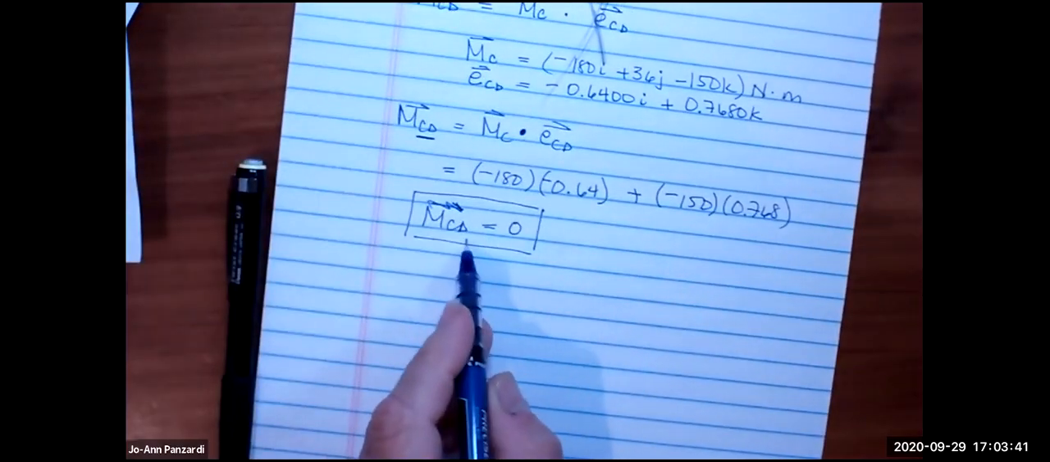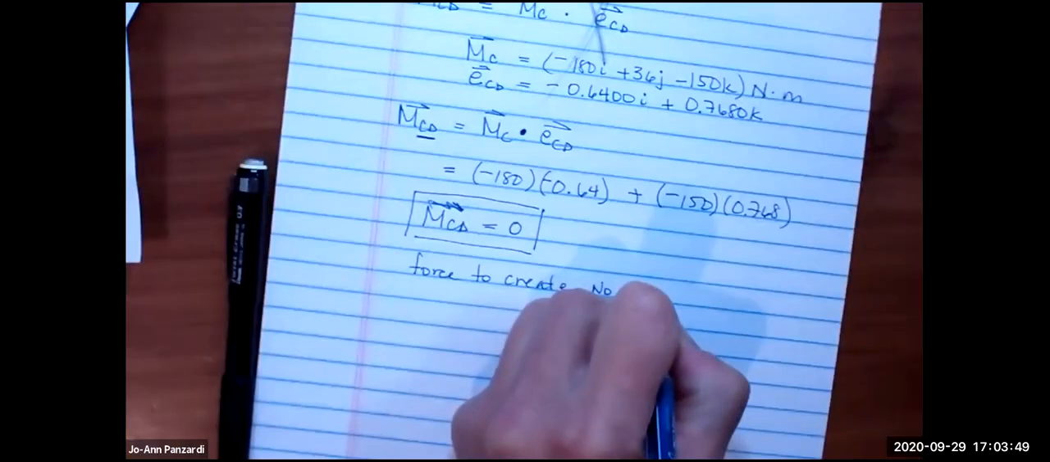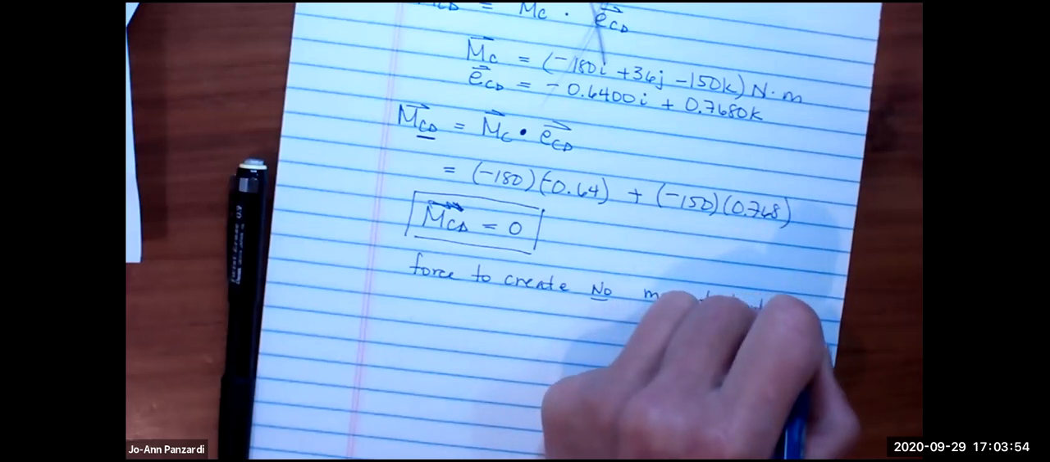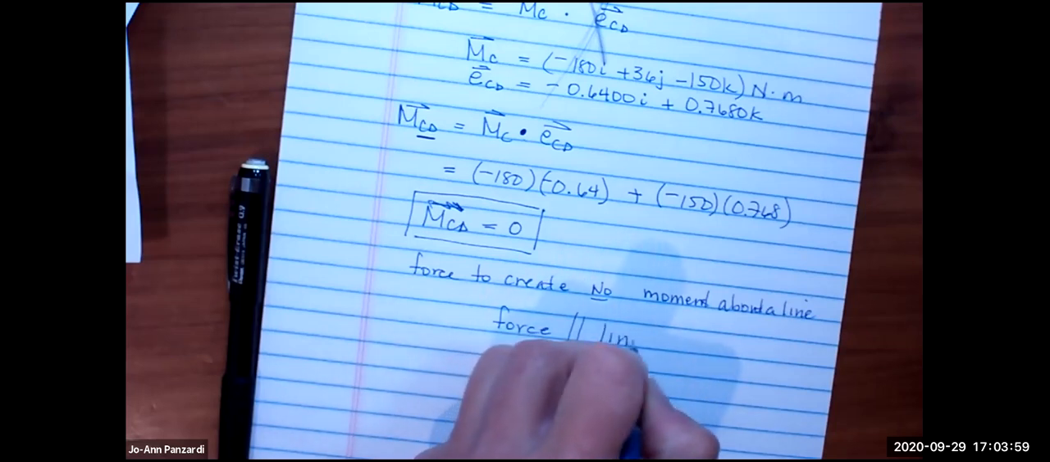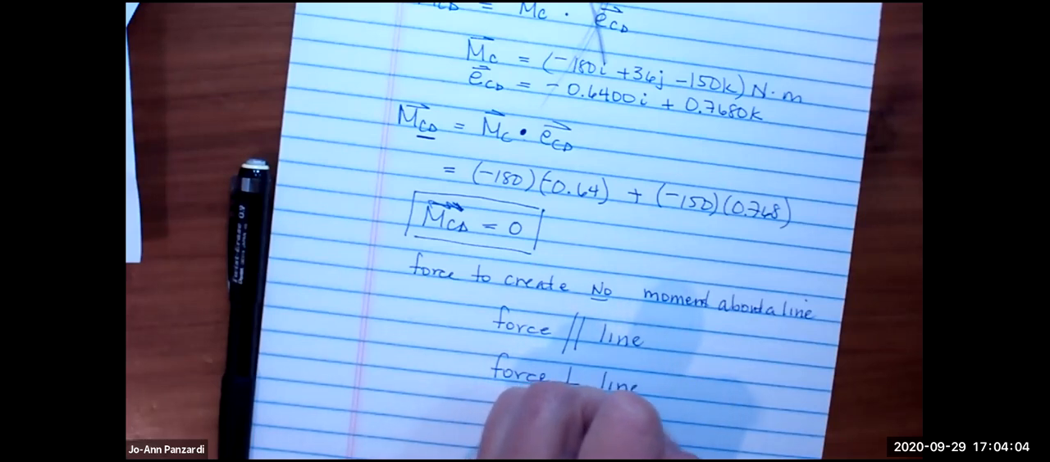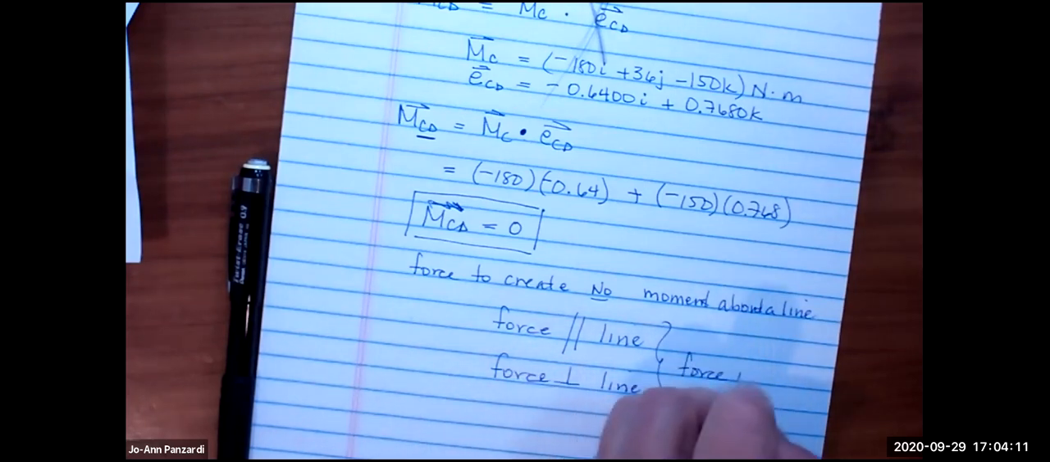So in order for a force to create no moment about a line, the force is either parallel to the line or the force intersects the line. If either of these two cases exists, the force is on the same plane as the line.